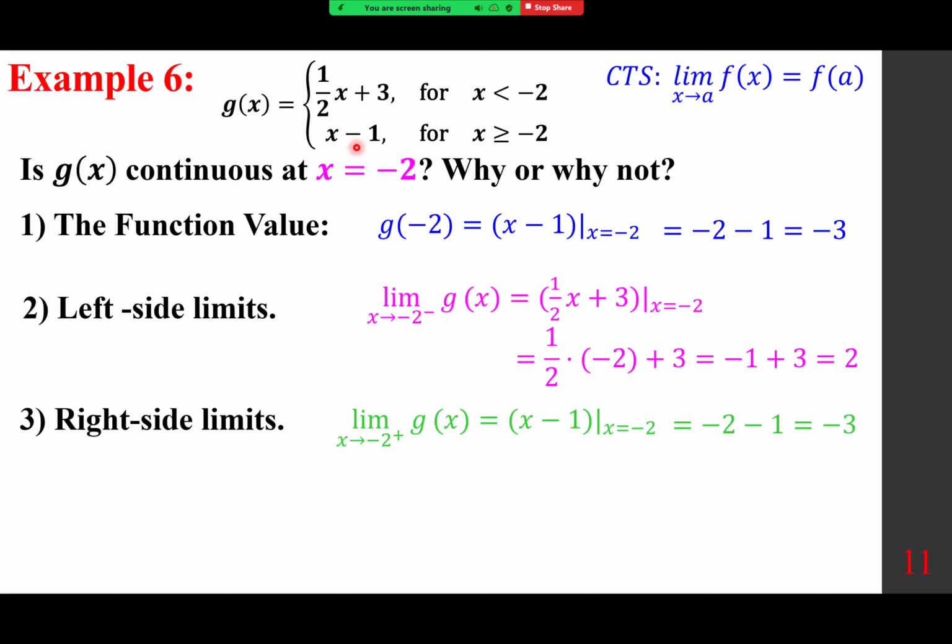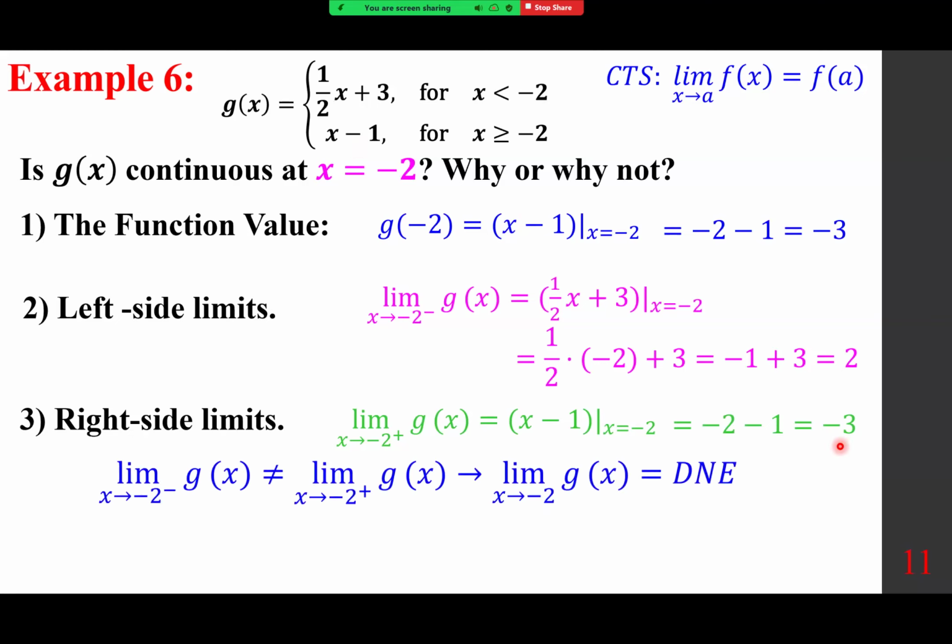As you can see, the left and right have different limits. The limit does not exist. So the limit of g of x as x approaches -2 from the left is not equal to the limit of g of x as x approaches -2 from the right. Therefore, the limit of g of x as x approaches -2 does not exist, and therefore g is not continuous at x equals -2.